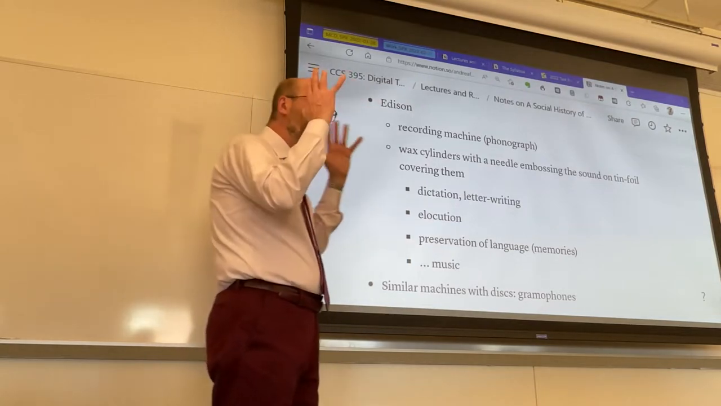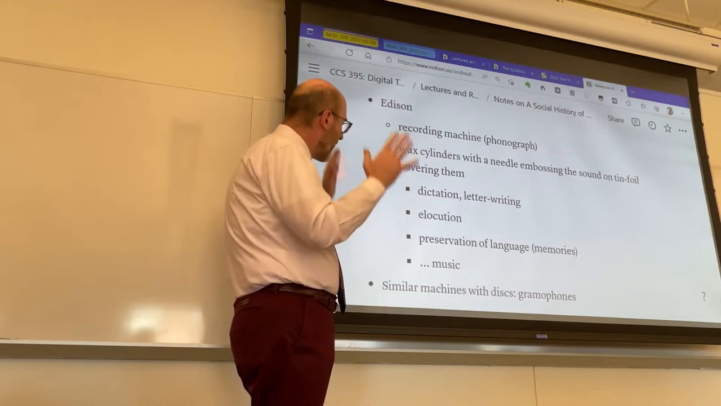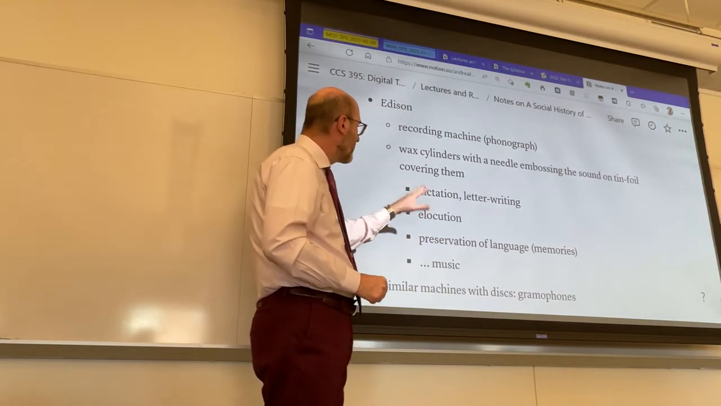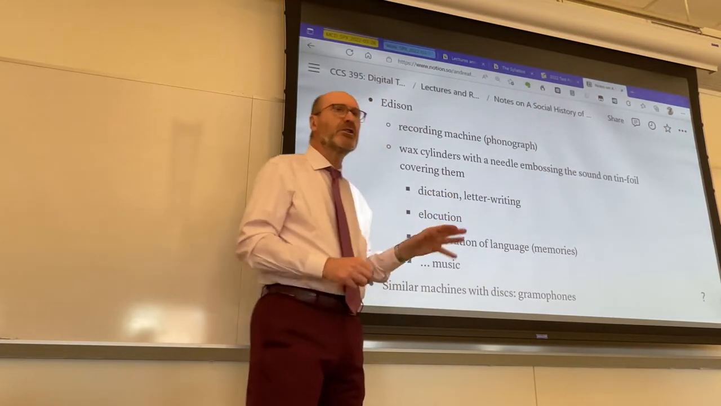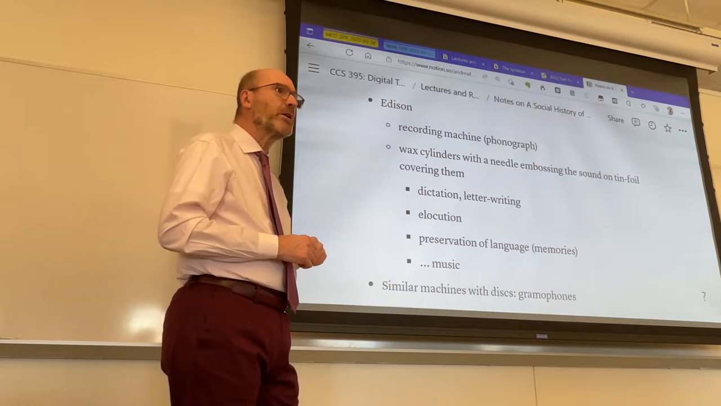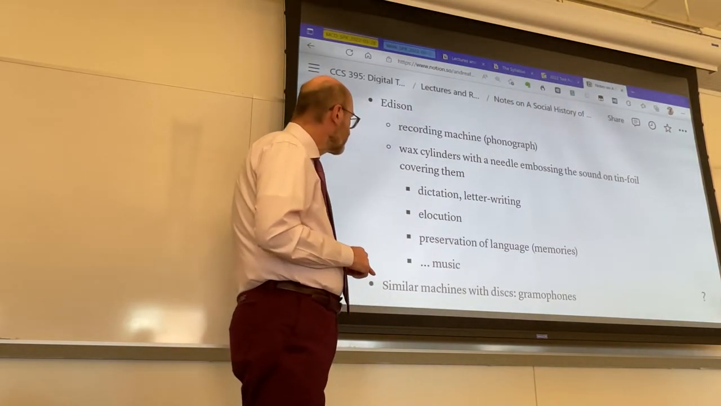The idea in terms of function, the primary function, the priority, was seen as being able to dictate a letter, being able to record a letter that a secretary would later type. This is how it was marketed.